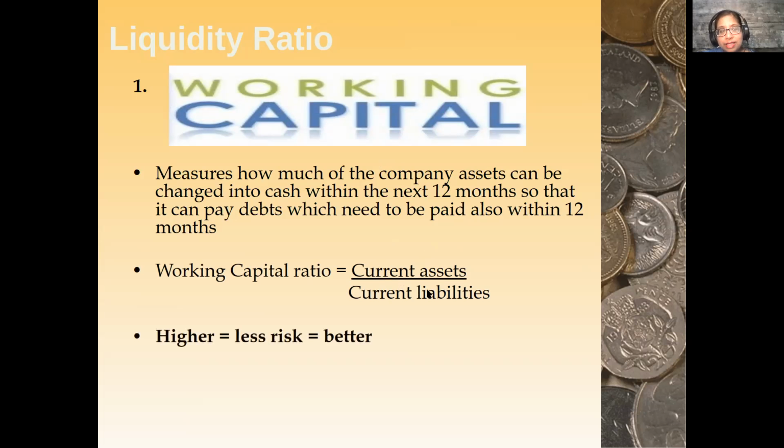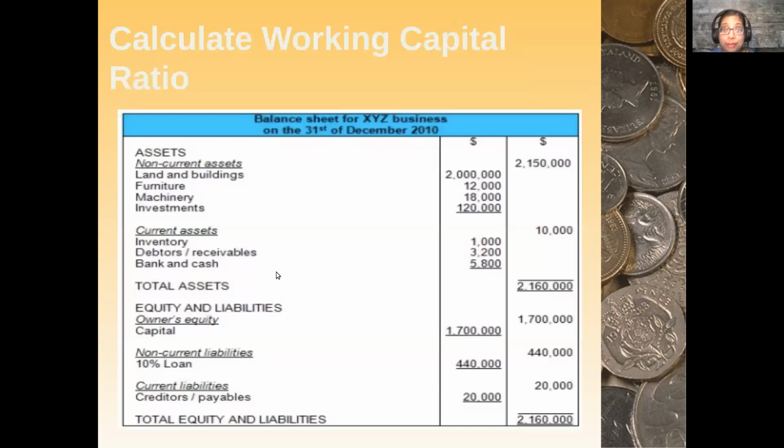So it's obvious that the higher the working capital ratio is, the less risk it is for the company and the better it is for the company as well. So if your current assets are higher than your current liabilities, then your overall working capital ratio would be higher, which is a good thing for the company. All right, so let's look at a quick example here.